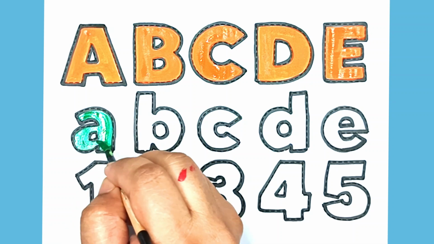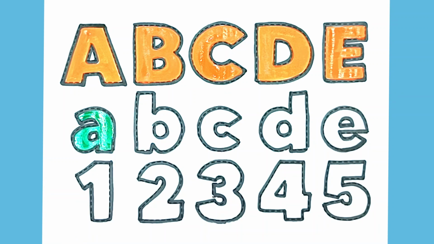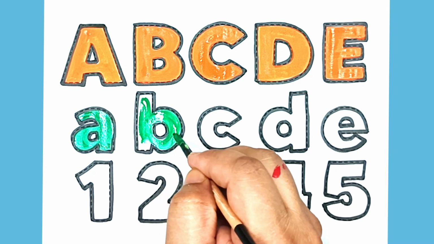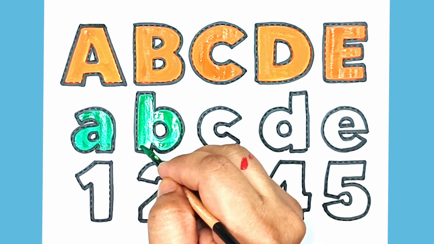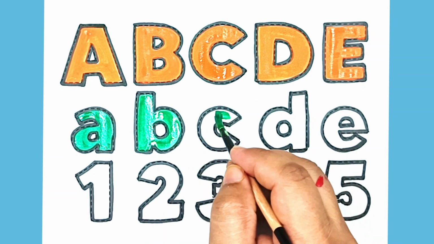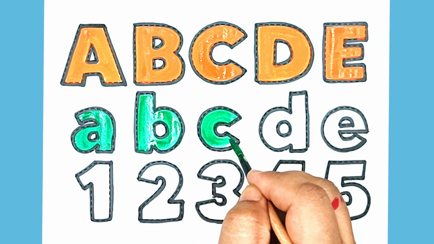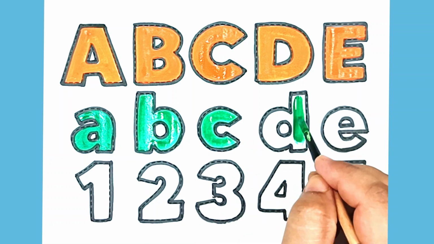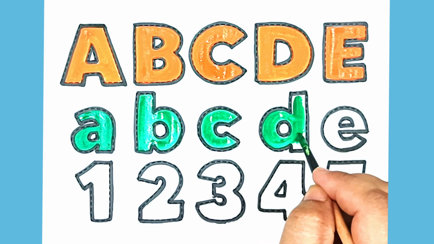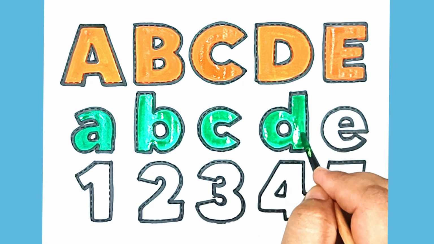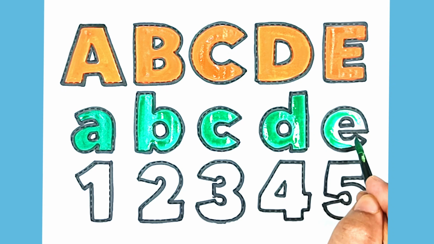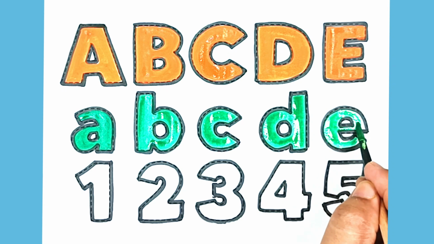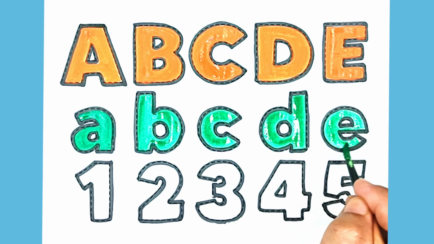A is for airplane. It flies in the sky. B is for baby. Sometimes it may cry. C is for clock. It tells you the time. D is for diamond. See how it shines. E is for elephant. Bigger than me.